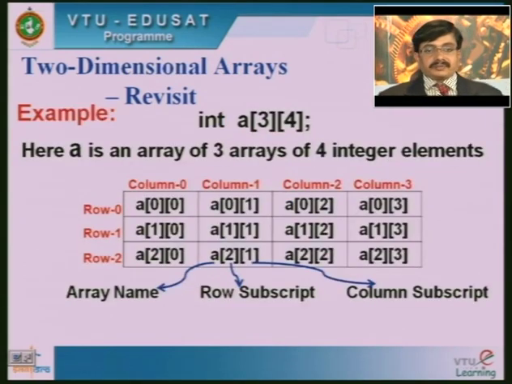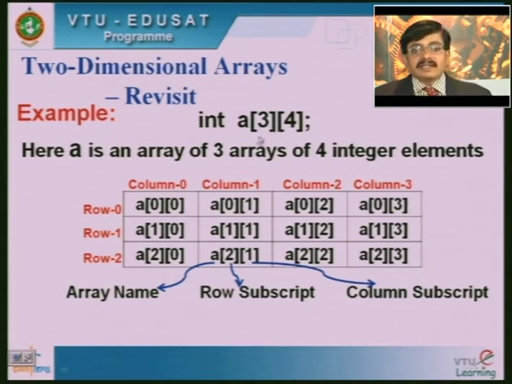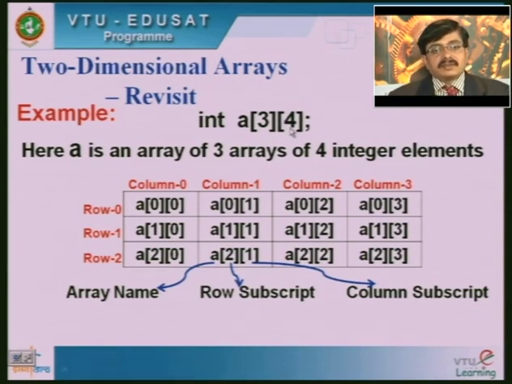When you come to an example problem, here int a of 3, 4, we have 3 rows and 4 columns. So this a is a two-dimensional array of 3 rows and 4 columns. Altogether 3 into 4, 12 elements will be the maximum. Since the index starts from 0, the first index will go from 0 to 2, because the row size is mentioned as 3: a of 0, a of 1, a of 2. And since the number of columns is mentioned as 4, this index will run from 0 to 3.